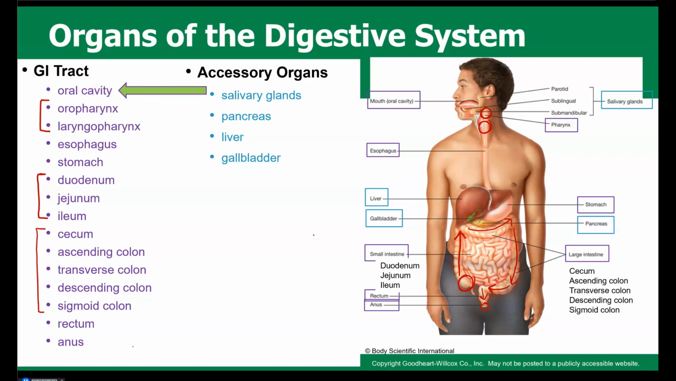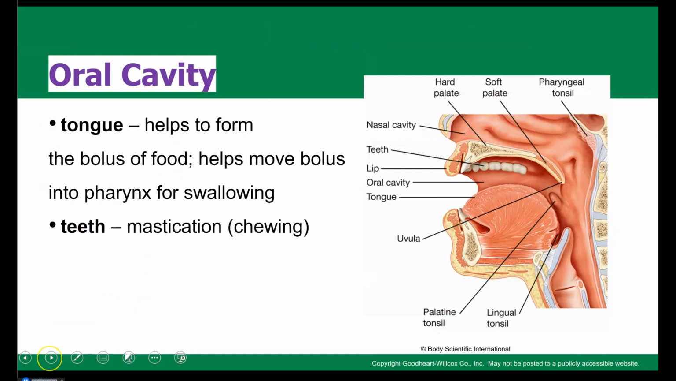And then the pancreas, liver, and gallbladder are sending their digestive fluids into the duodenum specifically, okay? So salivary glands into the oral cavity, pancreas, liver, gallbladder into the duodenum, okay? Awesome. Okay, so now let's begin our journey through the digestive system, and we will just see what happens in each part.